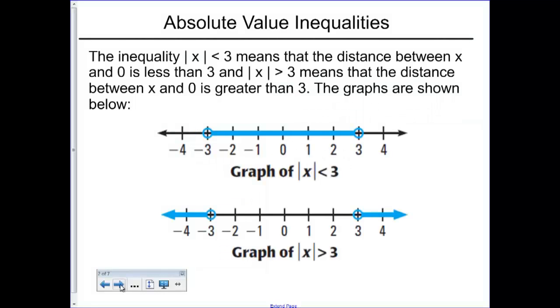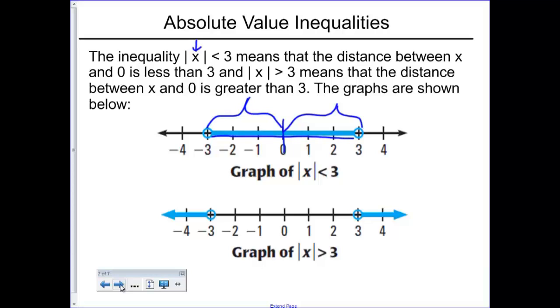First thing we're going to look at here is the inequality absolute value of x is less than 3. This means that the distance between x, which is this number here, and 0 is less than 3. That means it's within 3. So if I have a 0 here, then we're looking for numbers that are within 3 units of 0. So that would be everything in between.